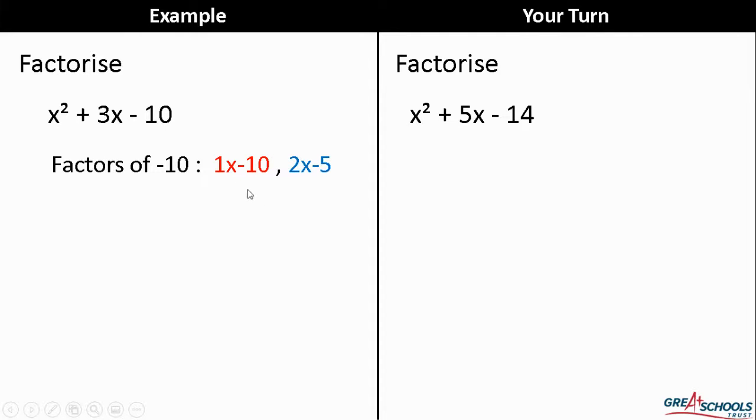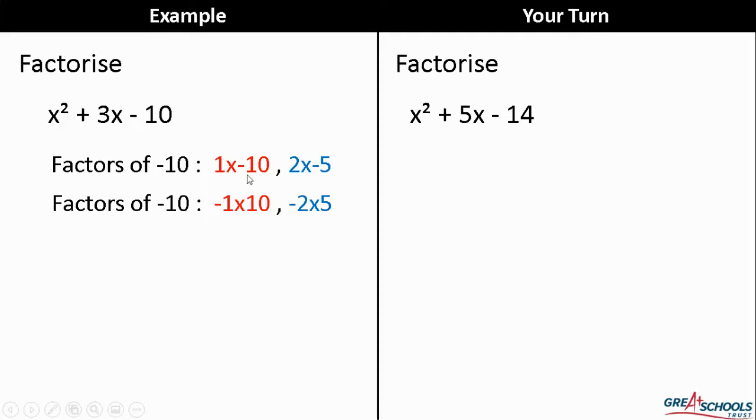Now it's as well to point out that they are not the only ones, because if I multiply 1 and negative 10, I will get negative 10. However, if I multiply negative 1 and 10, I will also get negative 10. And likewise with this, negative 2 times 5 will also give me negative 10. So it seems like there's a little bit more work to do here. And there is, because we've got that negative sign.